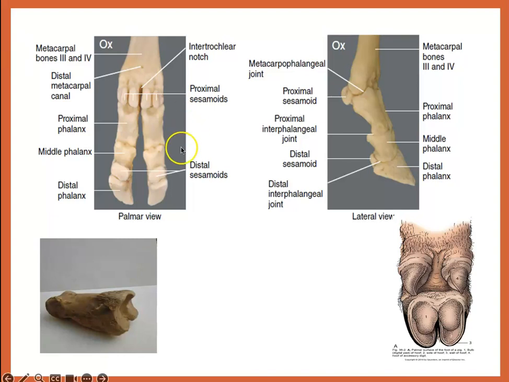So if you look at here, this is in the ox, you can see the 2 proximal sesamoid bones right here, and then we have the distal ones right here. This is in case of the pig. You can see also the dewclaw number 2 and number 5.